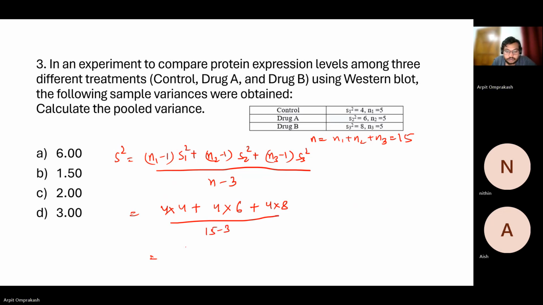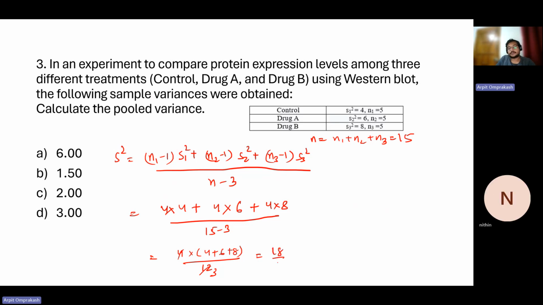15 minus 3 will be 12. So what we can do is instead of multiplying all of this, we can write 4 into 4 plus 6 plus 8 divided by 12, which is 4 into 3. So this will cancel out. We get 3 here. 4 plus 6 is 10 plus 8 is 18 divided by 3. The answer here will be option A, 6. Okay. Does anyone have any questions or doubts?